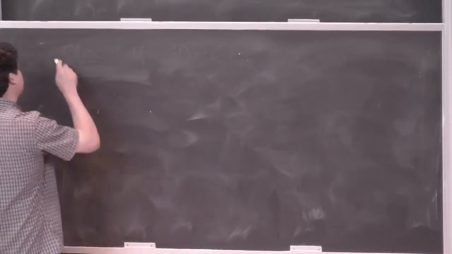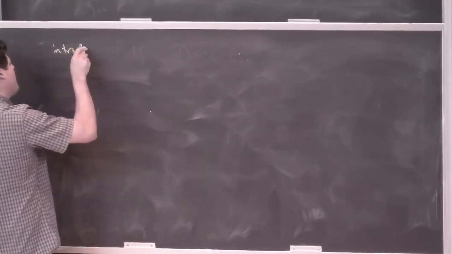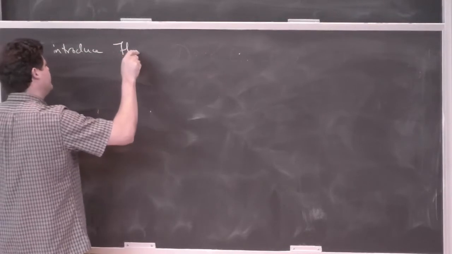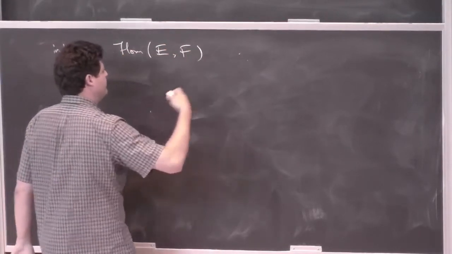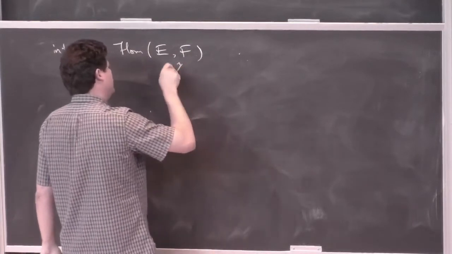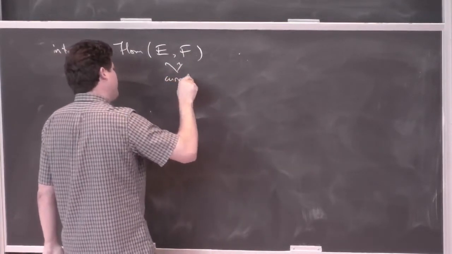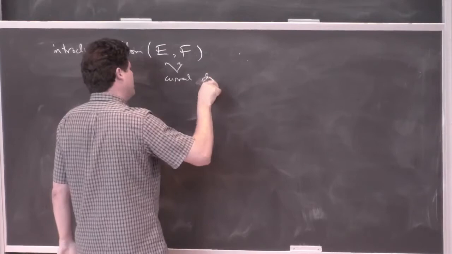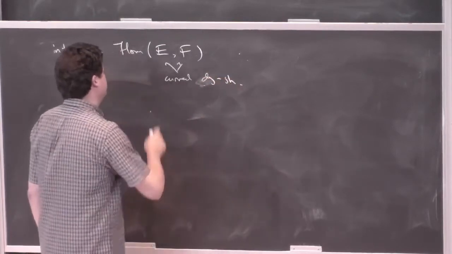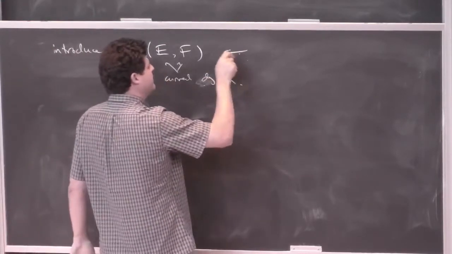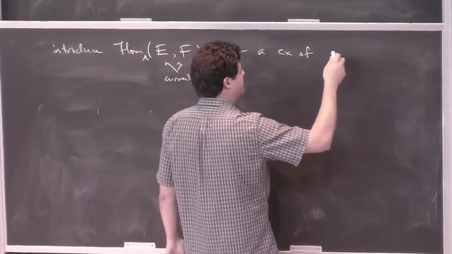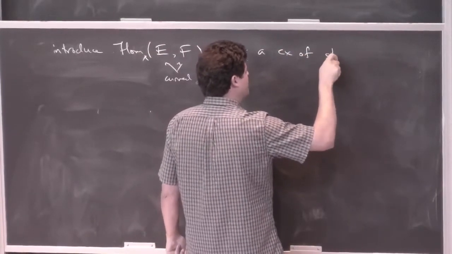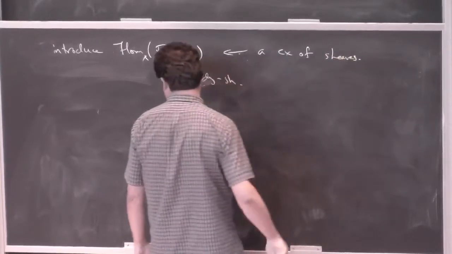So we introduced sheaf Hom from E to F. So if these are curved DG sheaves, then this is a complex of sheaves.